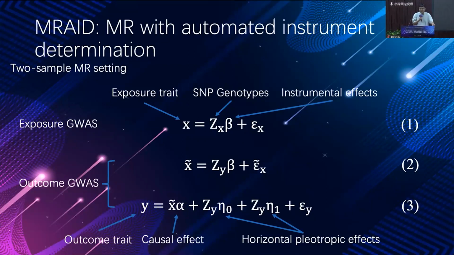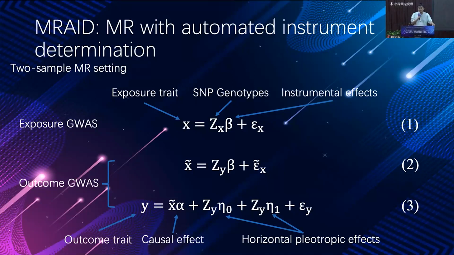Here is the basic two-sample MR framework. We have two GWAS datasets. In the exposure GWAS data, we link the exposure with the SNPs using equation 1, where X is the exposure and the genotype matrix is an N by P matrix of SNP genotypes. Again, the P SNPs are often correlated. The parameter beta is the SNP effect size on the exposure, where we want to select the truly valid SNPs. And epsilon X is the error term. So this is equation 1 for the exposure GWAS.